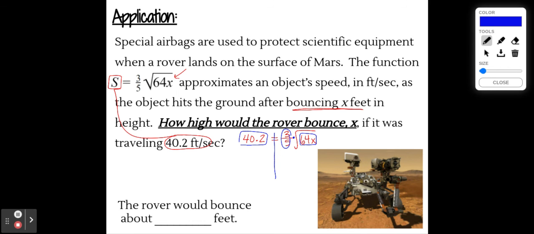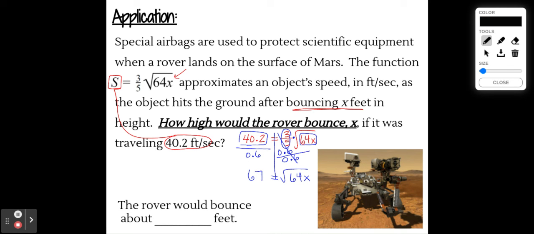So if we take 3 divided by 5 in our calculator, that is really just the same thing as 0.6. So this is really 0.6 times the radical. So instead of dividing by 3/5, let's divide by 0.6. So I'm just changing that to a decimal. And then I'm going to do the same thing over here, divide it by 0.6. It might be easier just to do in the calculator. So I've got radical 64x left on this side equals, and then in the calculator 40.2, and we're going to divide it by 0.6, which is 3/5. And that's going to give us exactly 67, and it worked out really nicely just keeping that as a decimal.